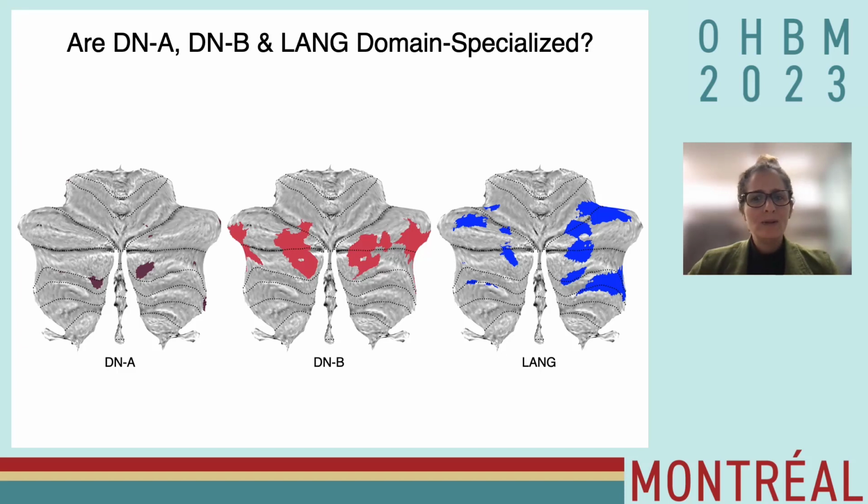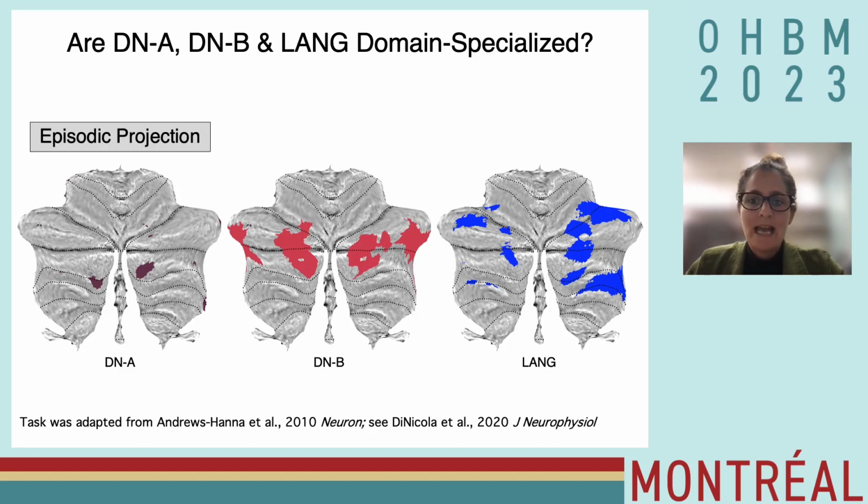So, what about the other networks within the Crus I, Crus II extended zone? Are these 3 networks' regions domain-specific? With what we know about their counterparts in the cerebral cortex, we targeted these networks with specific tasks and quantified the average z-values in each ROI across participants.